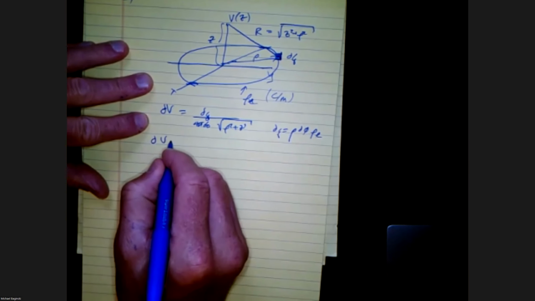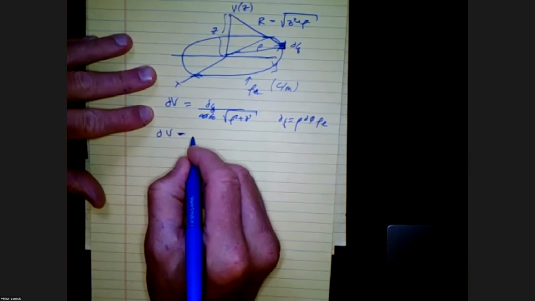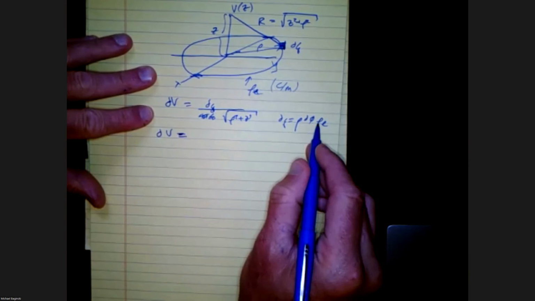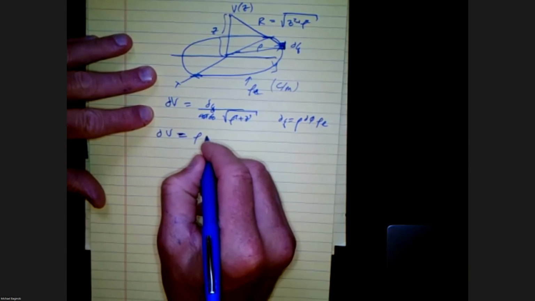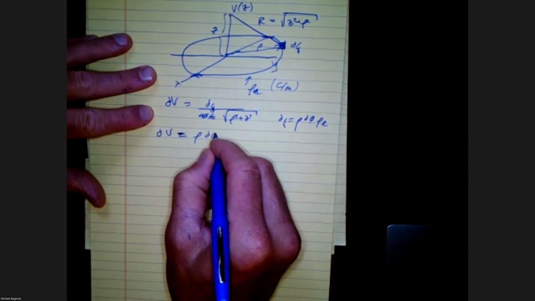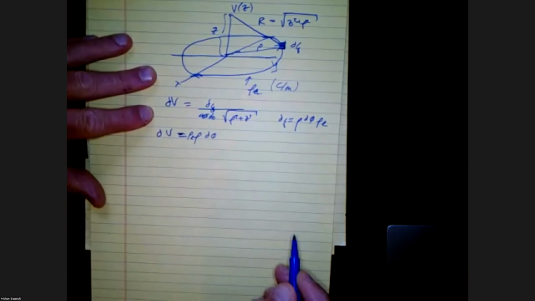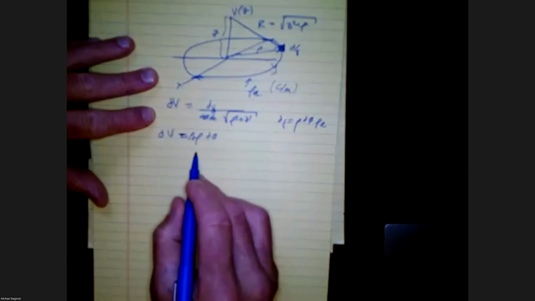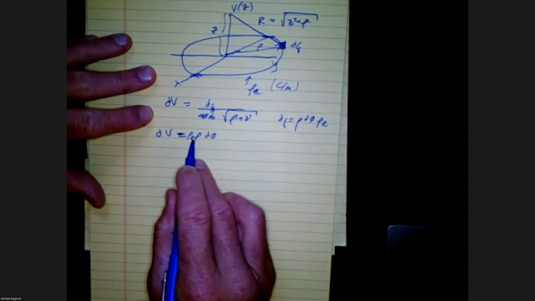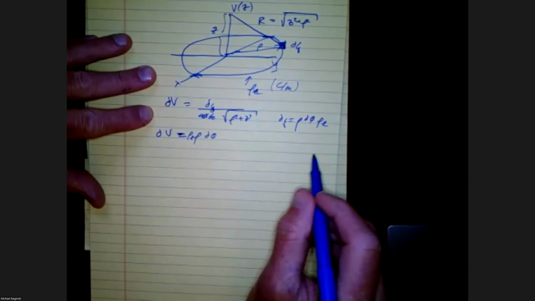So then I can say that dV, you're going to like this too. It's easy. dV itself is equal to dq, which is rho L d phi, and I'll put rho in front. That rho L there is the charge density. Make sense to everybody? Why is dq rho L rho d phi?